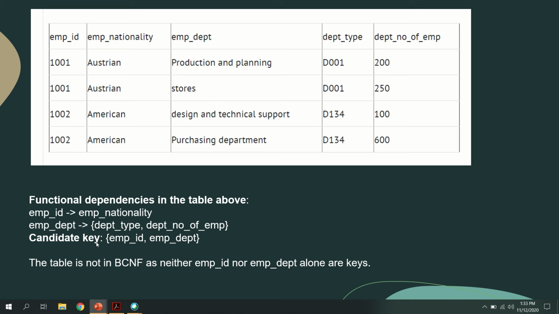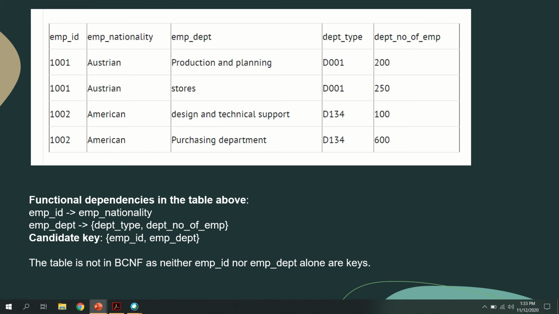Then what about the candidate key here? We know a minimal super key is called the candidate key. So at minimum, employee ID and employee department together can be used as the super key for this table. So the candidate key for this table, that is, its combination can uniquely identify each and every row inside the table. Among the candidate keys, one will be taken as the primary key. So here we can consider these two attributes in combination as the candidate key.